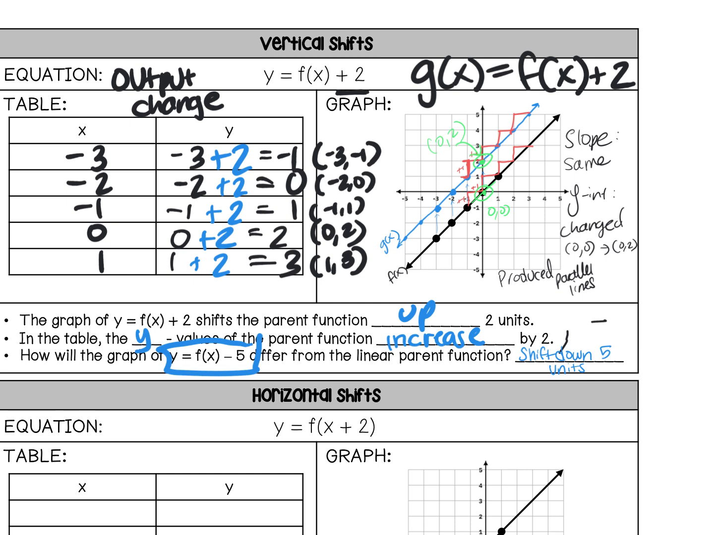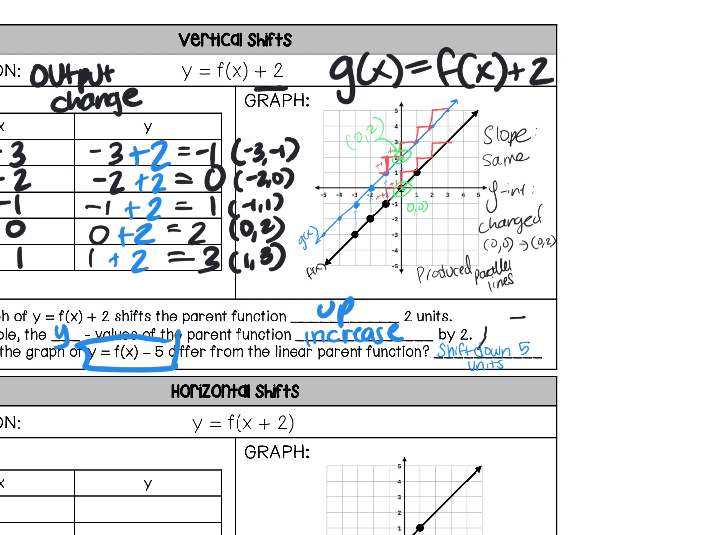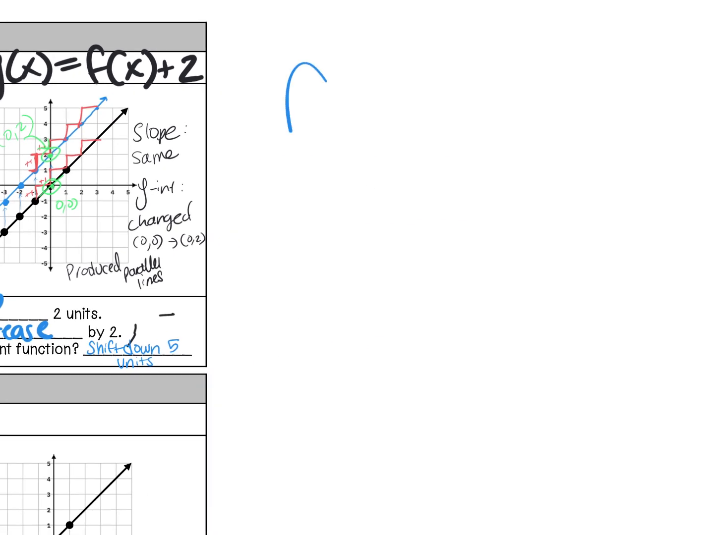So before we move on to the next example, I'm going to test the class really quick. I'm going to write down function notation, and you're going to tell me if it moved up or down. Class, f of x plus 1. By how many units? 1. So you would say up by 1 unit.